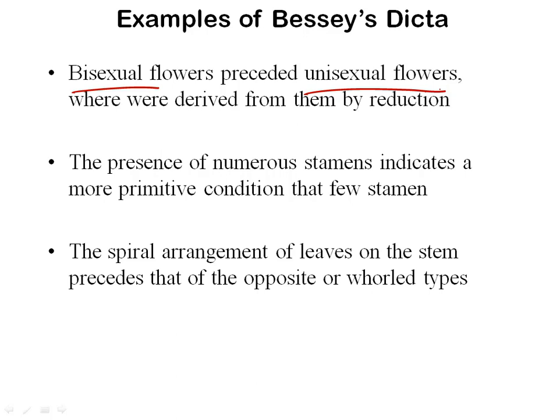By Bessey's time, we had a little more complete fossil record, and we found these primitive plants with perianth parts, actually flowers very similar to magnolias, in the fossil record. And so Bessey decided that this was a general trend that applied to all plants. And so if you had unisexual flowers, you always knew those were the derived. Unisexual flowers are derived. There couldn't be a unisexual flower that was primitive. And the unisexual flowers were derived by reduction from the bisexual flowers through the loss of parts.